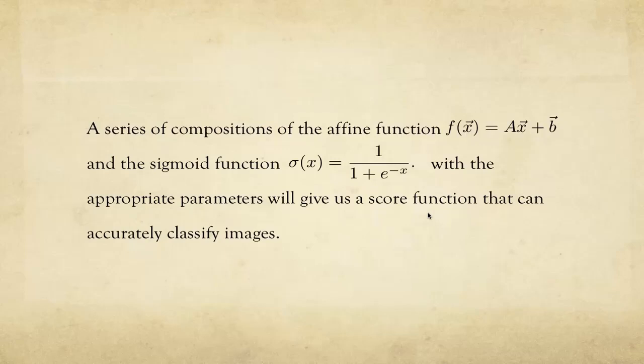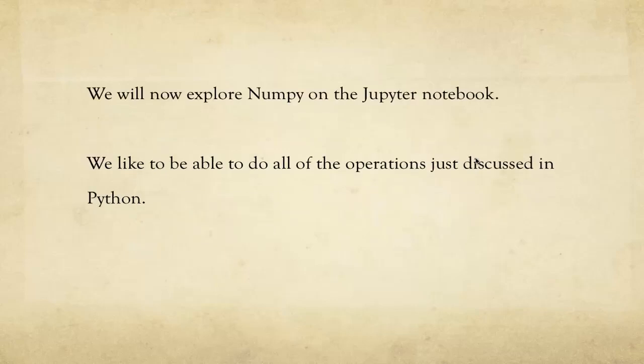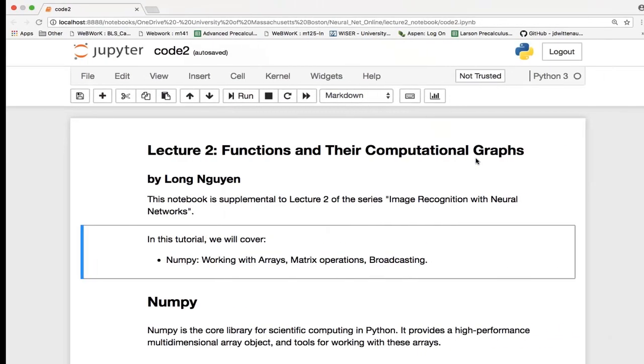So amazingly, we mentioned in the first lecture that these two functions, the affine function and the sigmoid function, with the appropriate parameters, can be combined in a way that can give us a score function that can recognize images. So now we want to explore NumPy so that we know how to use some of these operations, be able to do some basic matrix multiplication, etc. And so let's do that. We're going to jump to the Jupyter Notebook.